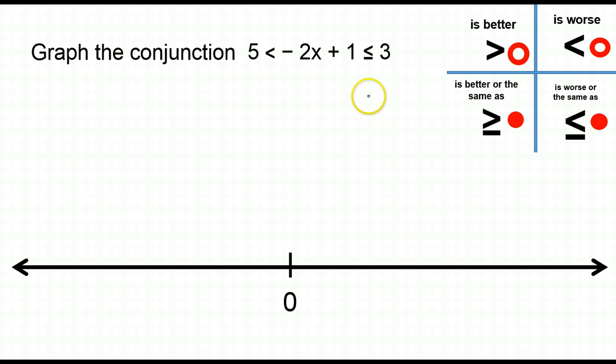All right, so again, we're going to draw our lines. What's the opposite of a positive 1? Negative 1. Good job. 5 take away 1 is 4. Negative 2x. Keep that symbol. And 3 take away 1 is 2.